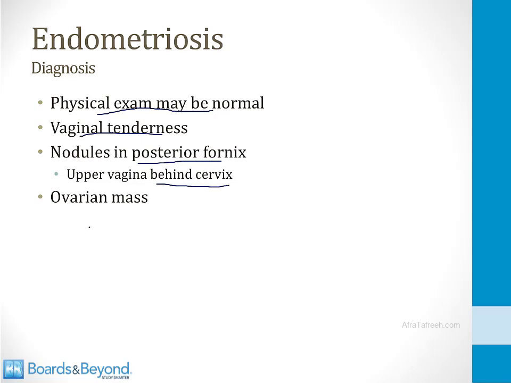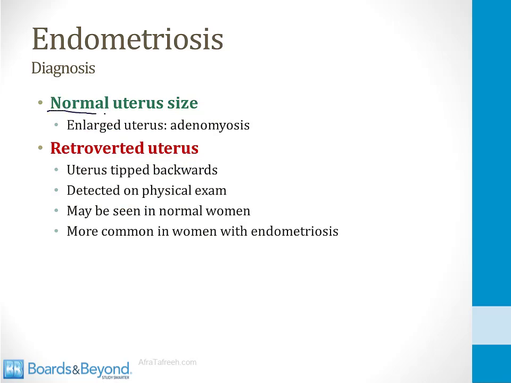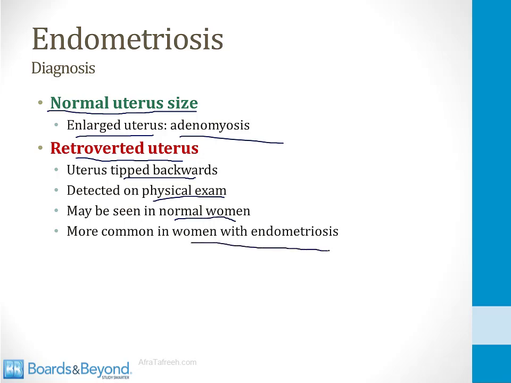And finally, women who have tissue in their ovaries can have an ovarian mass. When you palpate the uterus, the size should be normal, and this is a very important physical exam finding. If the uterus is diffusely enlarged, that suggests a related condition called adenomyosis, which I'll talk about later in this video. And then finally, some women with endometriosis have a retroverted uterus. This is where the uterus is tipped backwards. You can detect this on physical exam. This may be seen in normal women, but it's more common in women who have endometriosis. And in a board question describing a classic case, they may say that the uterus is retroverted.